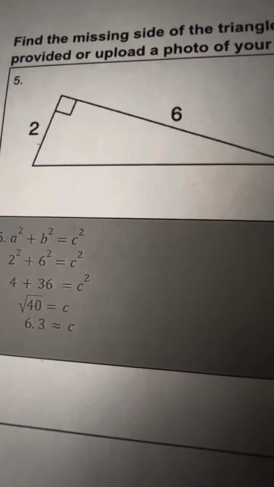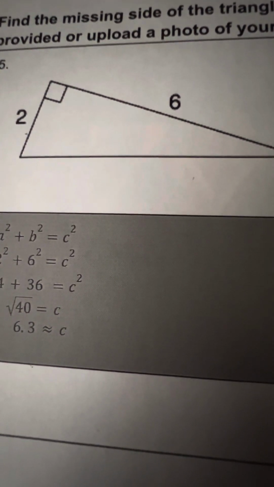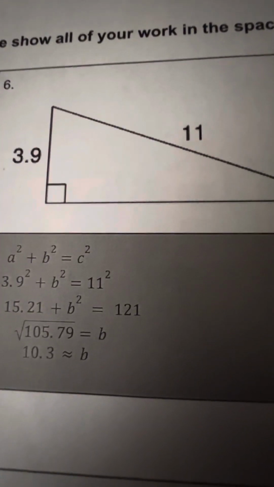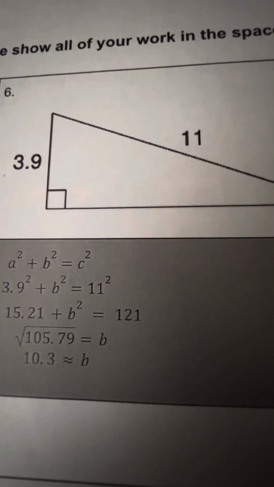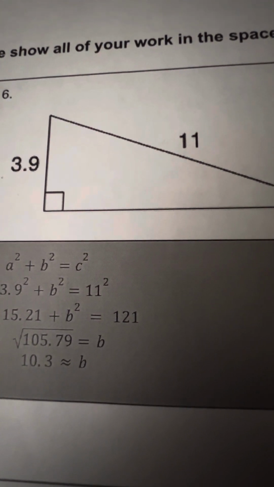Again, real quick to remind you, when you have the two legs, you square the two numbers, add them together, and then square root your answer. When you're missing a leg and you have the hypotenuse, you square the numbers, subtract the smaller number from the bigger number, and then square root it.